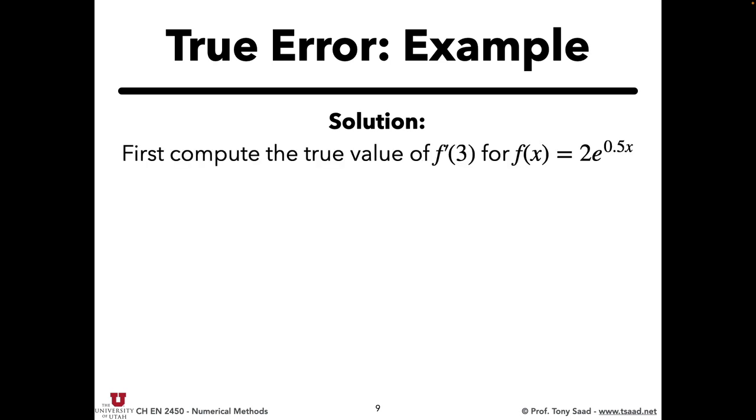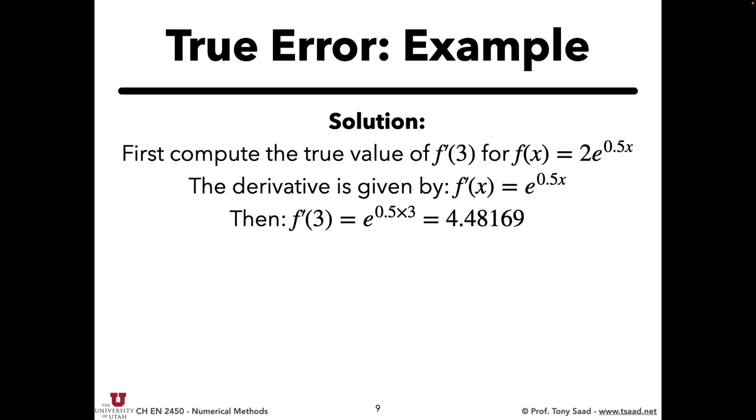We first compute the true value of f prime 3 for f of x equal 2e to the 0.5x. Because we can evaluate the derivative analytically, we know what it is. The derivative of e to the alpha x is alpha e to the alpha x. So that gives us f prime of x, the exact solution. Now evaluate that at 3. That gives you an exact solution for the derivative of this function at 3.